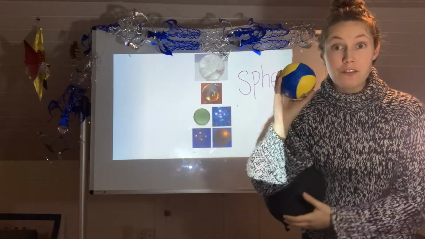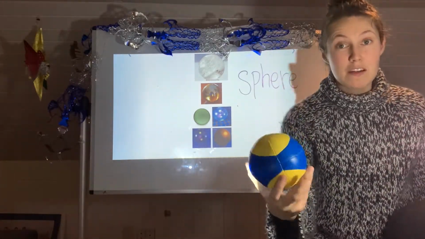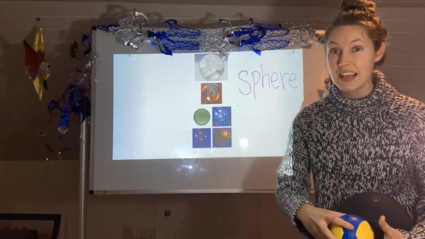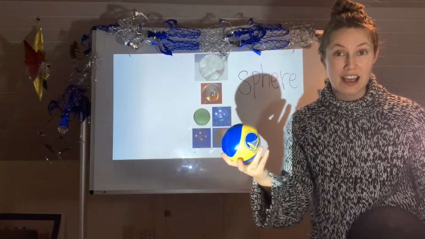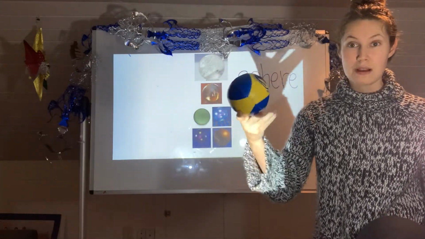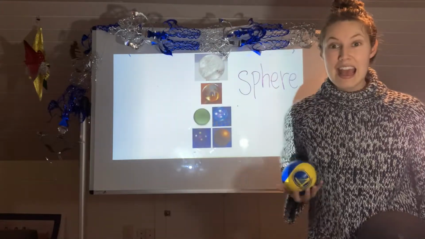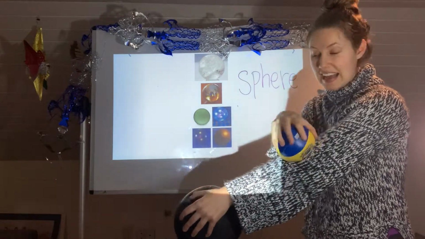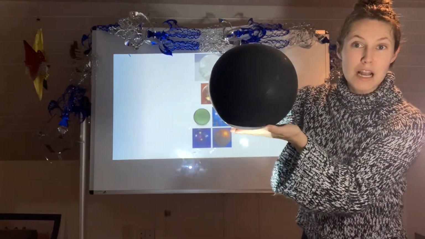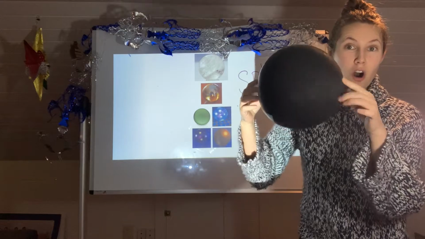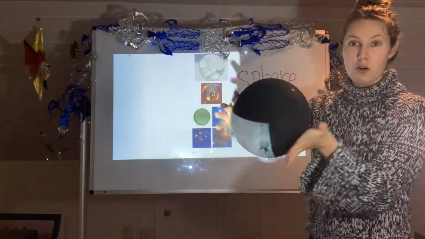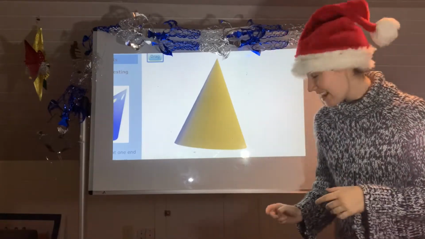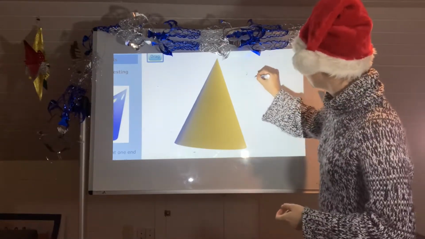There are no flat sides on our sphere. Remember on the cylinder, we saw that it had 2 flat sides called faces. A sphere has no flat sides. No flat sides at all. It is round all the way around. I can spin it and it's still round. I can roll it on every single side. Another example is a balloon. This balloon is round all the way around. You can roll it every single way. There's no flat sides.